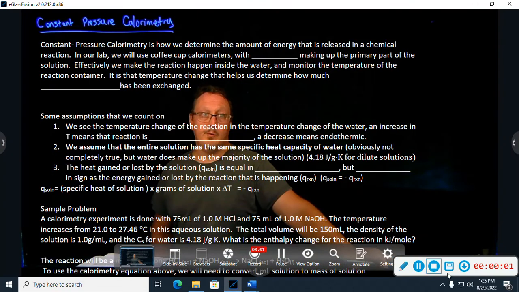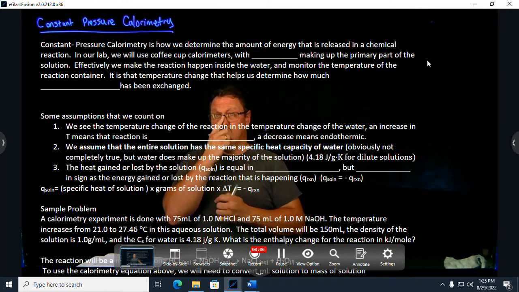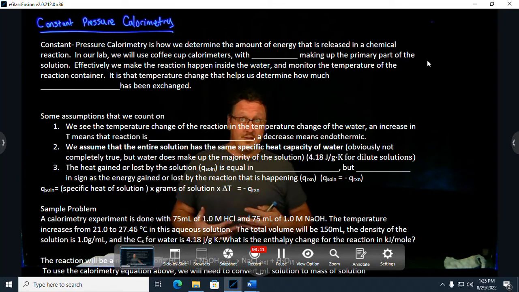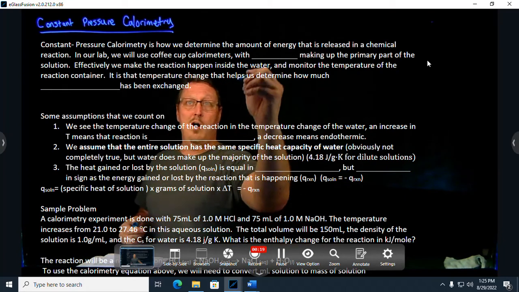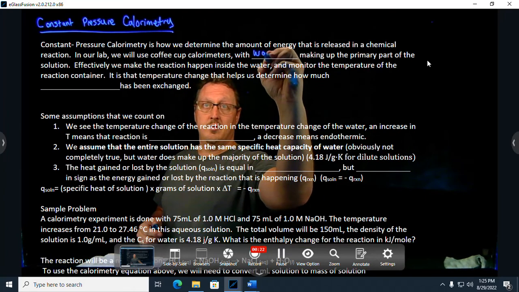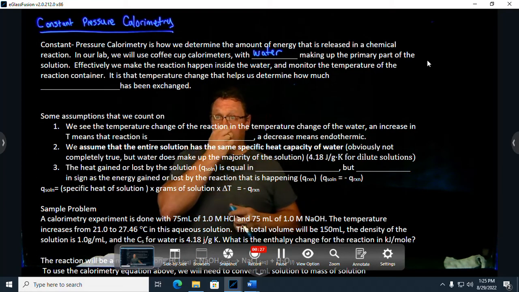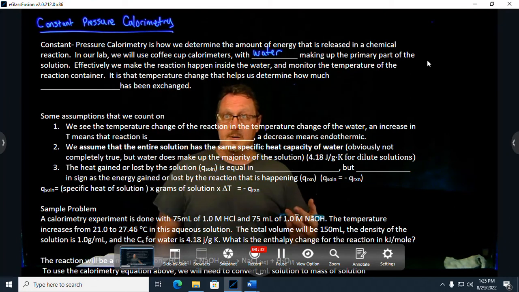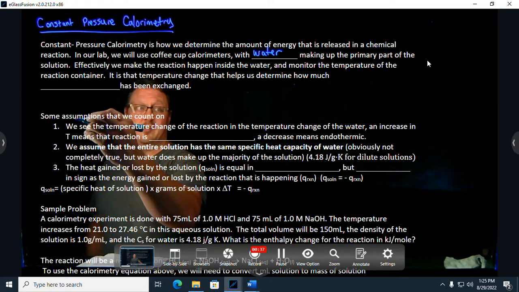All right, so we're going to work through constant pressure calorimetry, which is pretty much what we were just talking about, but I broke the video in half, okay? So constant pressure calorimetry is how we are going to determine the amount of energy that is needed or released in a chemical reaction. In our lab, we're going to use coffee cup calorimeters with water making up the primary part of the solution. Effectively, we're going to make the reaction happen inside the water. We're going to monitor the temperature of the reaction container. It is that temperature change that helps us determine how much energy has been exchanged.